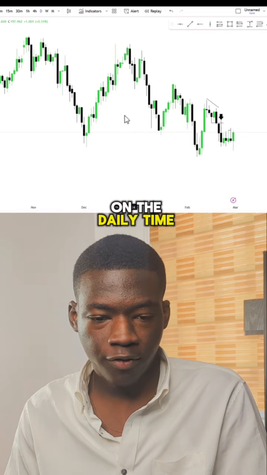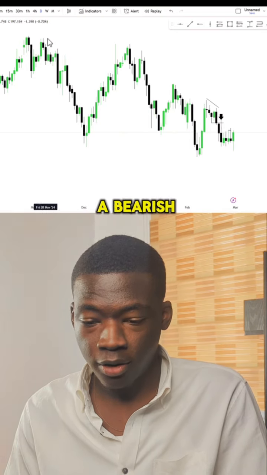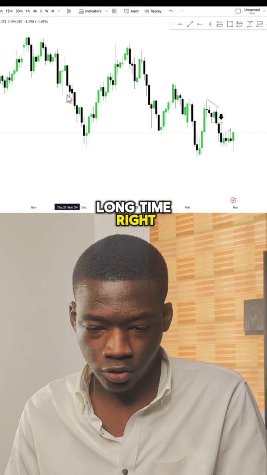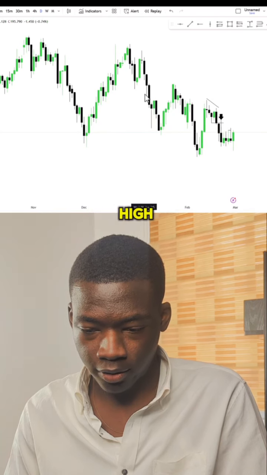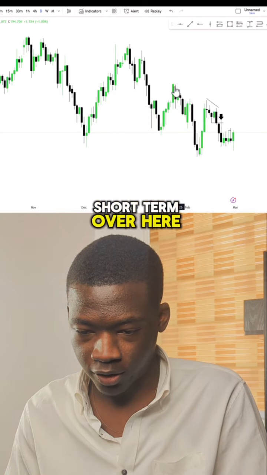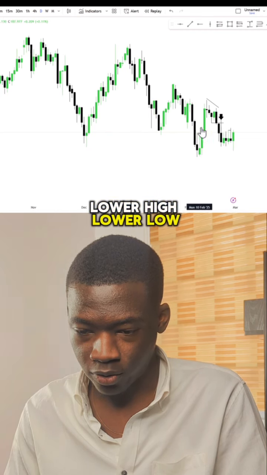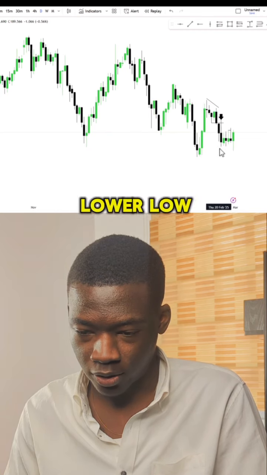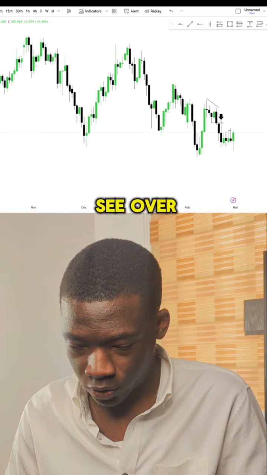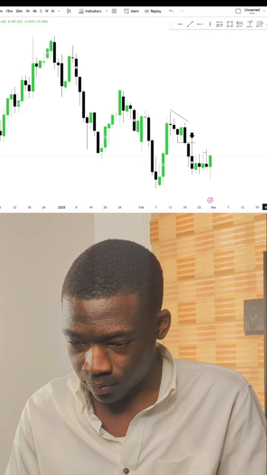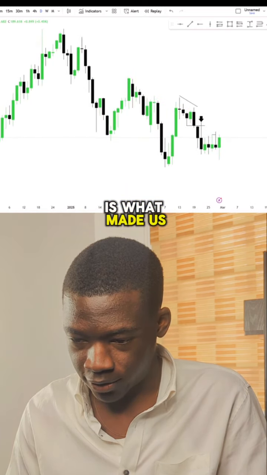So right now we're on the daily time frame and we can see that we've been in a bearish trend long term, right? So lower low, lower high, lower low, and even short term over here, right? This was a lower high, lower low, lower high, lower low, lower high. So we're expecting a lower low, right? But what we now see over here is what made us take the trade.